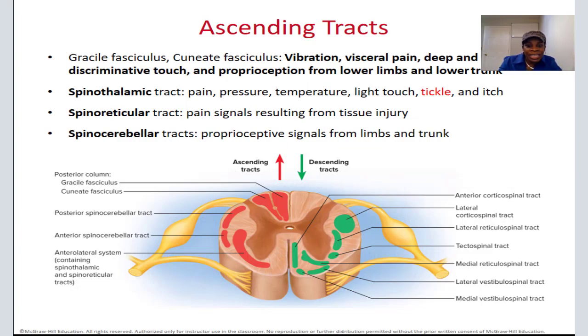Then you see here the ascending tract again. So I'm just showing you the spinothalamic, spinoreticular. You can stop the video and watch this for a little while so you can learn the different tracts. Ascending tract. Why is it called ascending? It is going up. What is it taking up? Information.